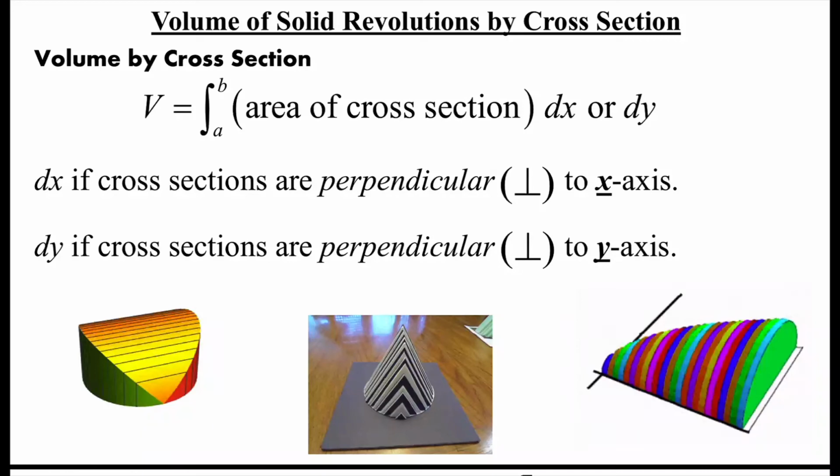Alrighty, so the last section, the last method of finding volume is what's called cross sections. Okay, cross sections. If you were to cut into a solid object, a shape would form, right? A shape would form.